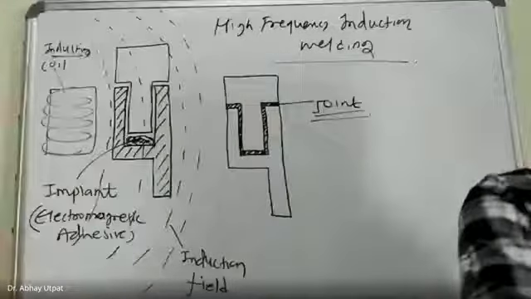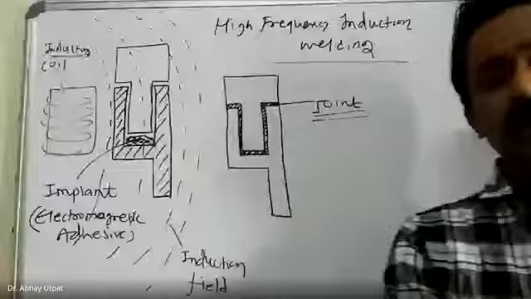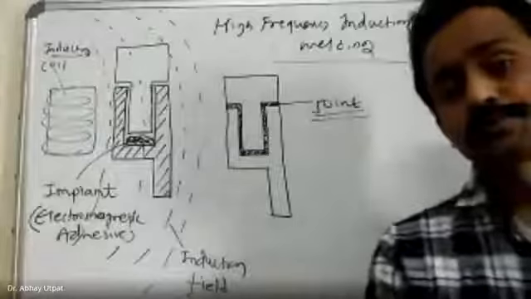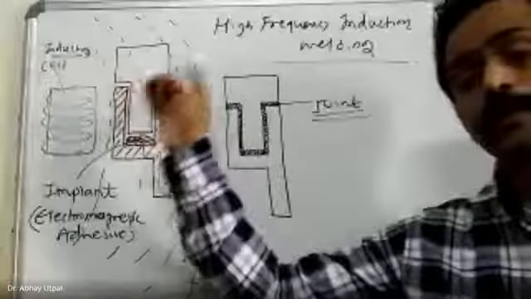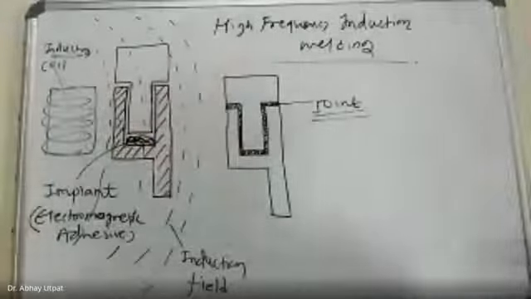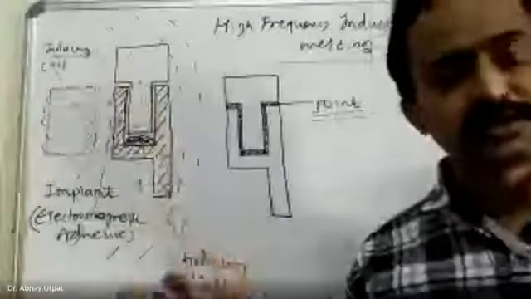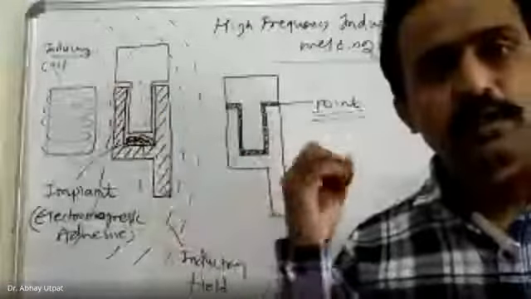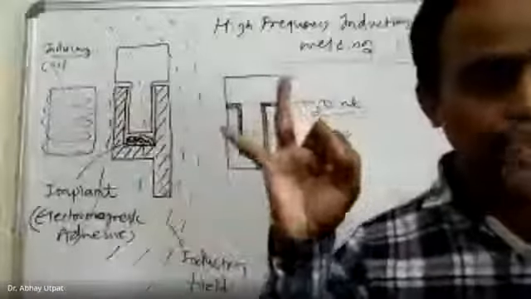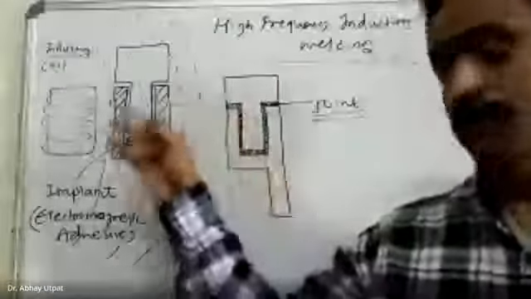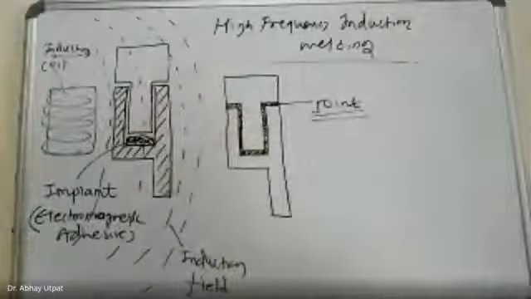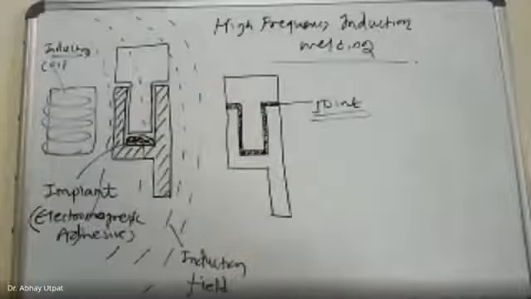Then preheating of implant is required. Then additional cost of coil design. According to the joint, we may also require to change the shape of this coil and windings. So I repeat once again: cost of implant, then cost of design of implant, then cost of joint design, then cost of coil design. All these are the additional costs. Hence, these are considered as limitations of this process.